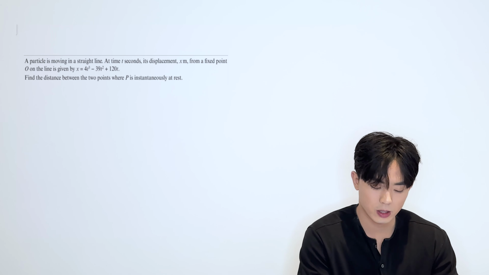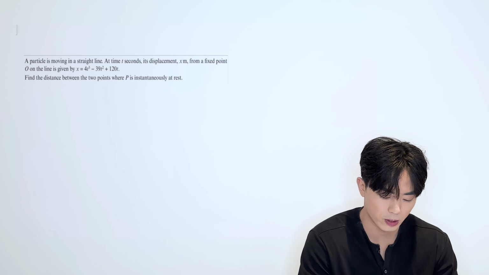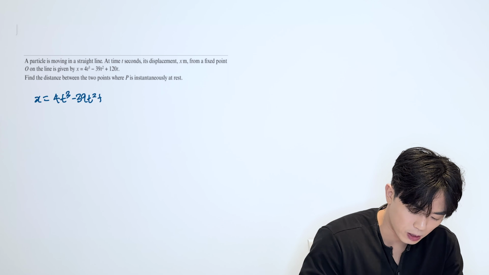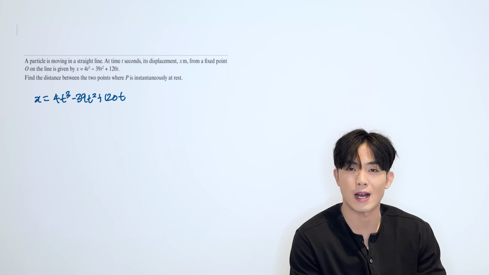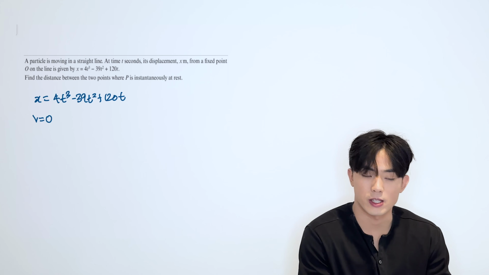Right, let's try another one. A particle is moving in a straight line. At time t seconds, its displacement x from a fixed point is given by x equals 4t cubed minus 39t squared plus 120t. Find the distance between the 2 points where the particle is instantaneously at rest. Remember, at rest means that the velocity is equal to 0. So we need to find the time when velocity is equal to 0.